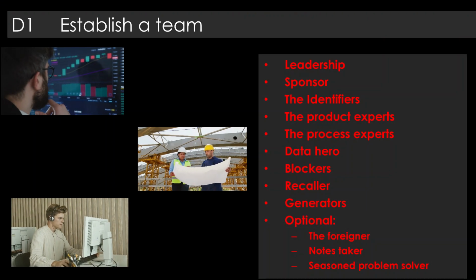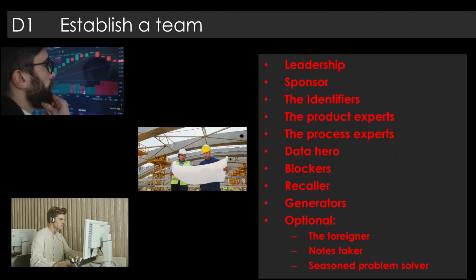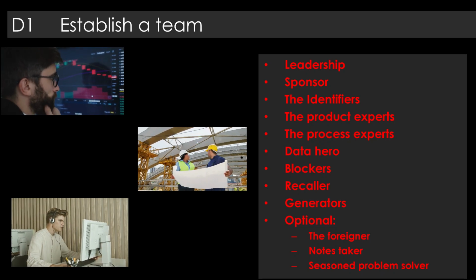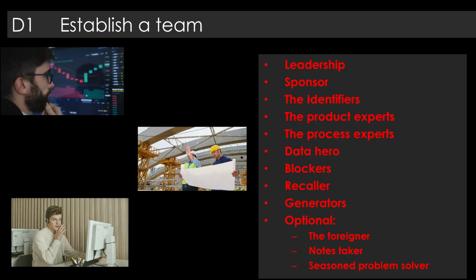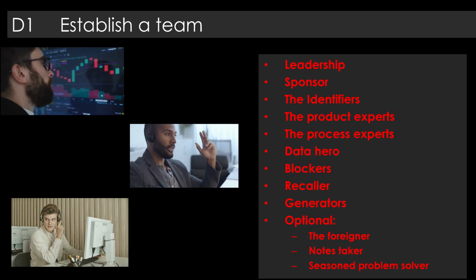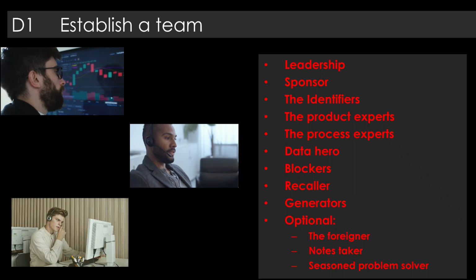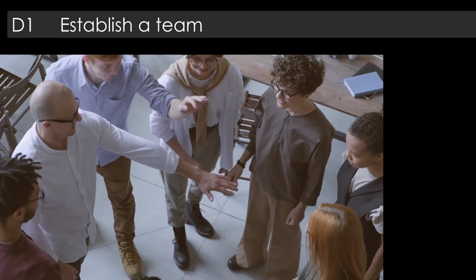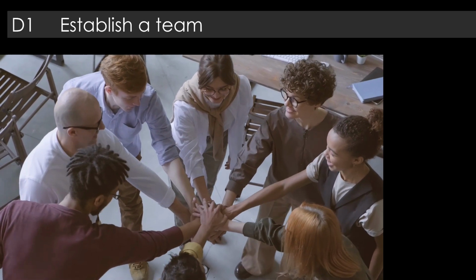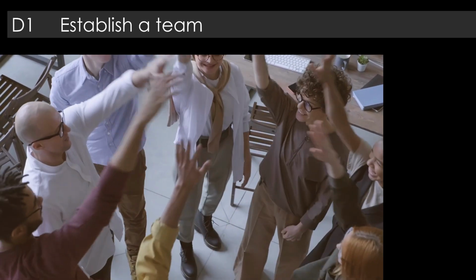As mentioned, team members could take multiple roles. For example, the product expert could also be a data hero. Or for example, the blocker can also be the recaller of the product if needed. Teams too small or too big could mislead the investigation. Make sure the leader feels supported by the team.